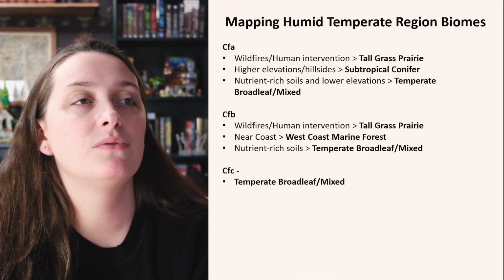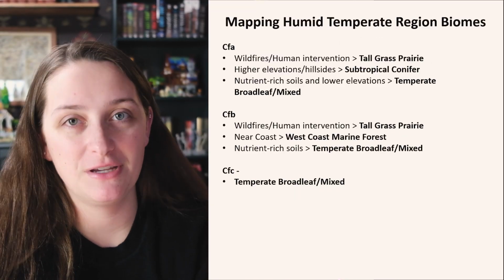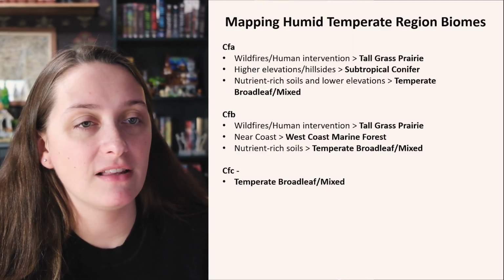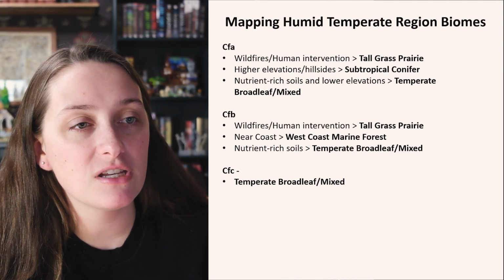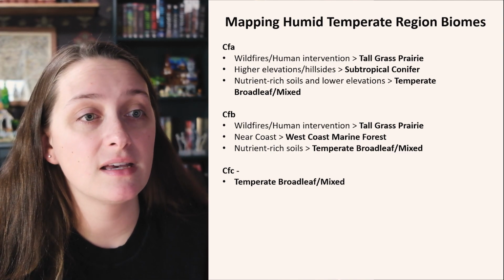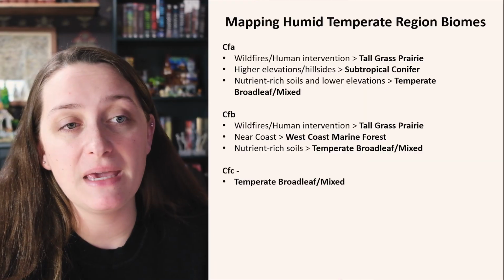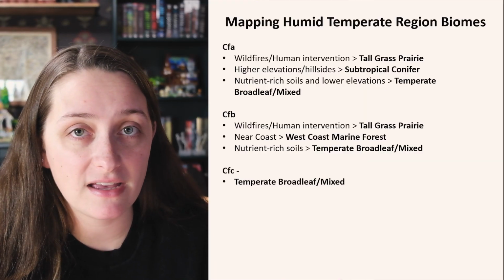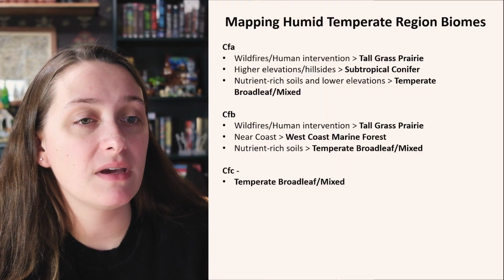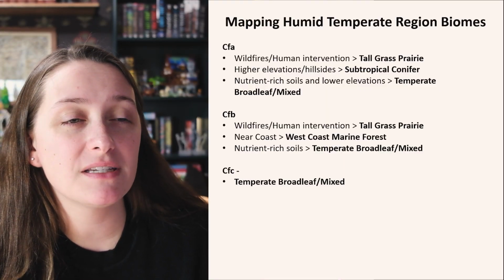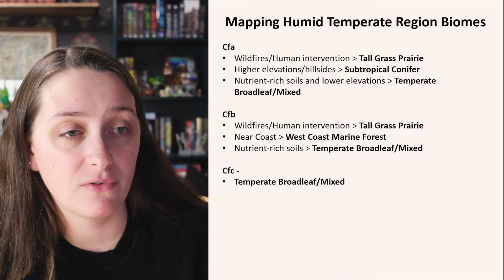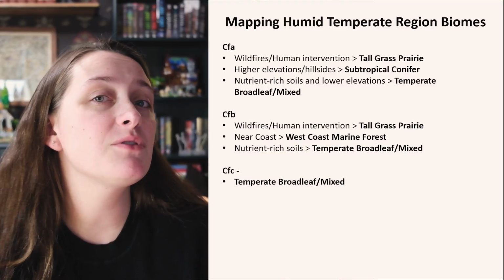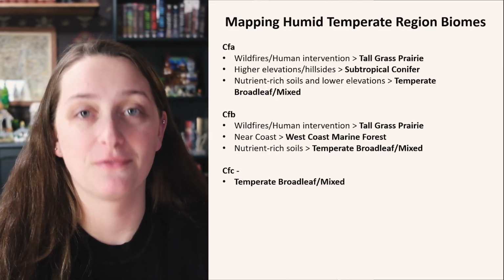But then moving on to humid temperate regions, and these are going to be your CF climate regions. So in your higher elevations and hillsides in CFA regions, put subtropical conifer forests. For CFA and CFB, add in some areas of tall grass prairies in flatter, gently sloping areas. And then in CFB, you can add a narrow strip along coasts that get particularly high rainfall for West Coast marine forests. And this can slip into other humid temperate zones as well. And then everywhere else, put temperate broadleaf / mixed forests.